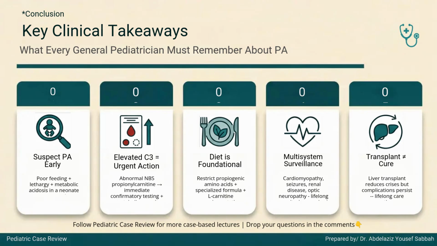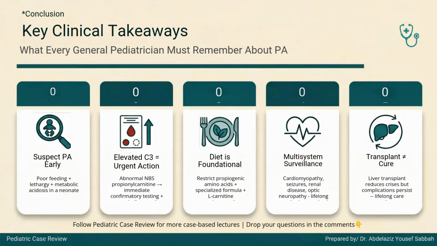Here are the 5 key clinical takeaways that every general pediatrician must remember about propionic acidemia. Number 1. Suspect propionic acidemia early. Poor feeding plus lethargy plus metabolic acidosis in a neonate equals urgent workup. Number 2. Elevated C3 means urgent action. Abnormal newborn screening propionyl carnitine requires immediate confirmatory testing plus metabolic consultation.